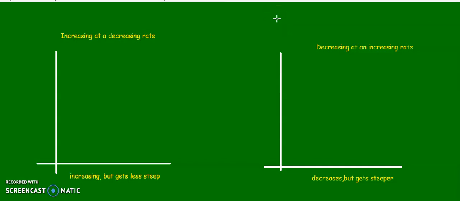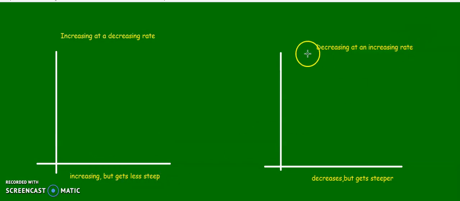So we have one more example here, and I want you to think about what these graphs would look like. So I want you to pause the video and see if you can figure out what the graphs would look like. So on the graph on the left, this graph over here, I want you to draw a graph that's increasing but at a decreasing rate. So it's increasing but it gets less steep. Okay, so what would that graph look like?